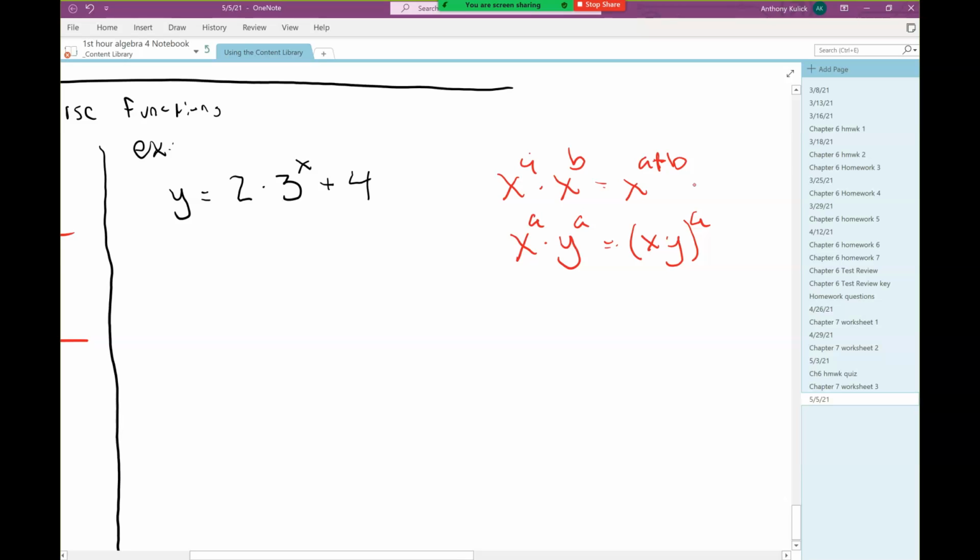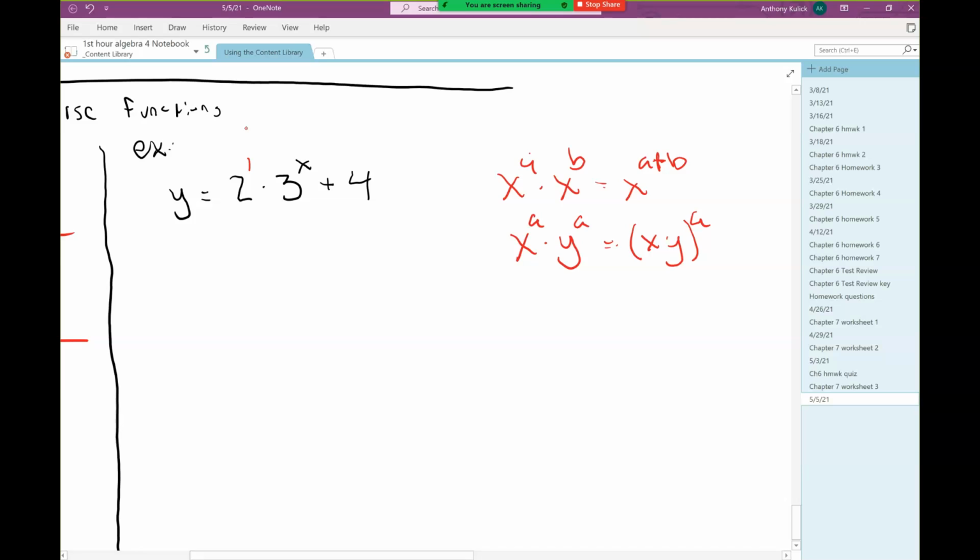Here, the exponent on the 2 is a 1. The exponent on the 3 is an x, so they don't have the same exponent. And clearly the bases are different. One is a 2 and the other is a 3. So those cannot be multiplied together. I just wanted to really reiterate that, because again, that's a common mistake I see students make.